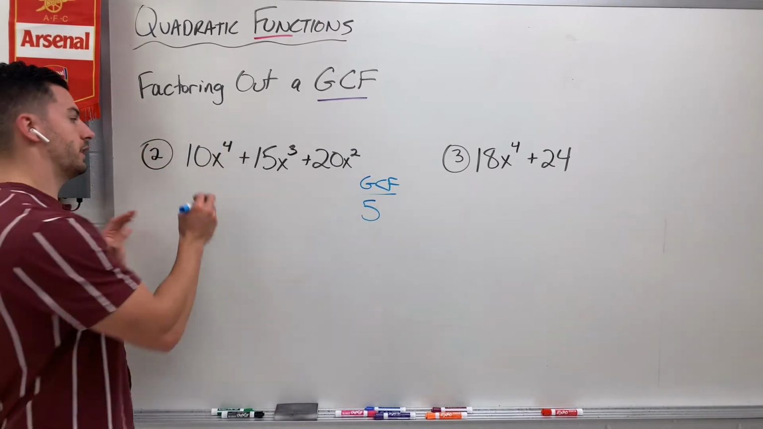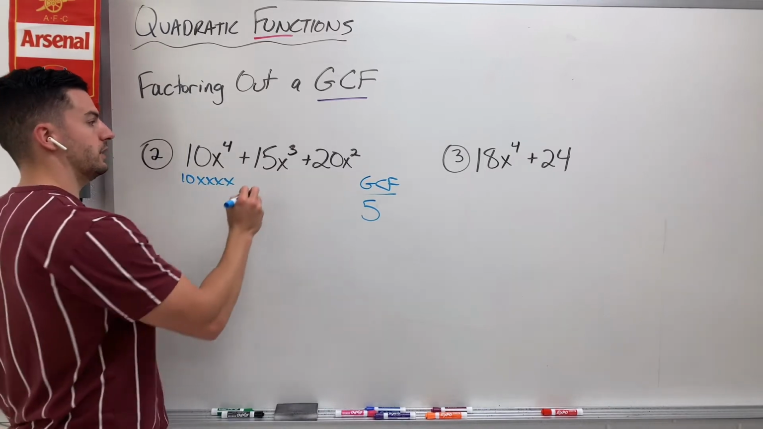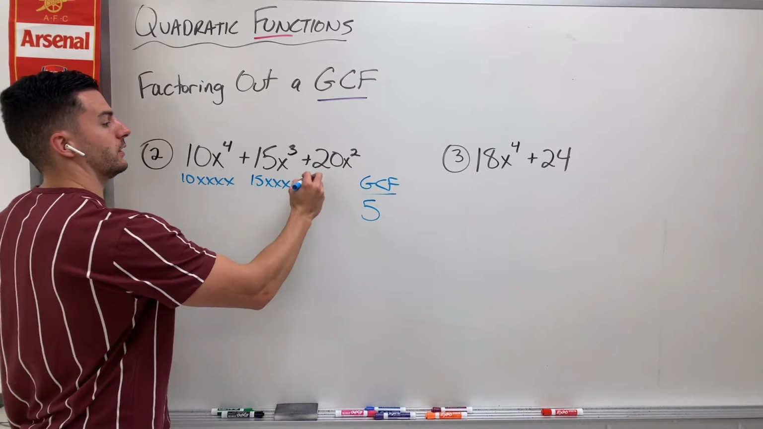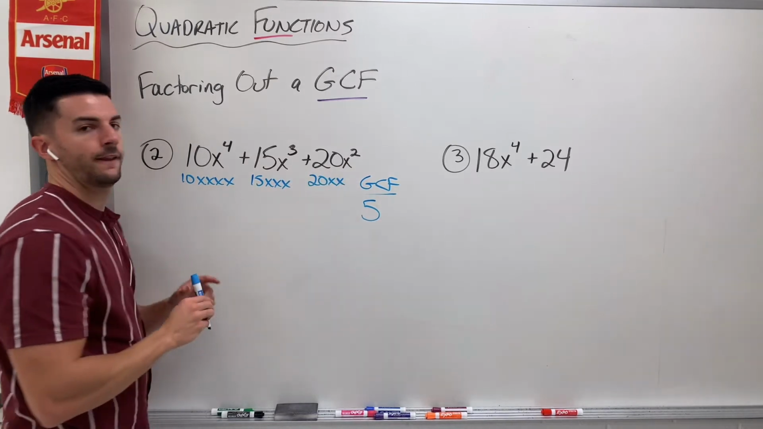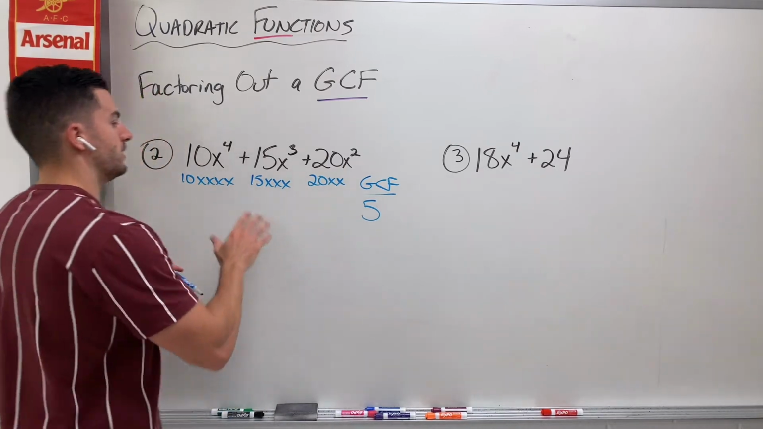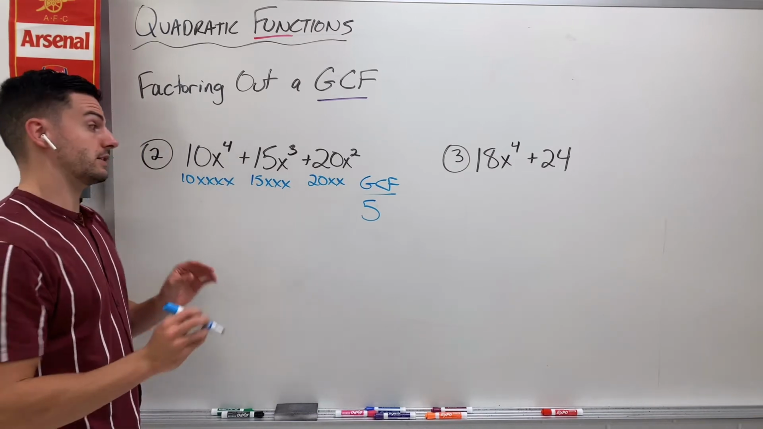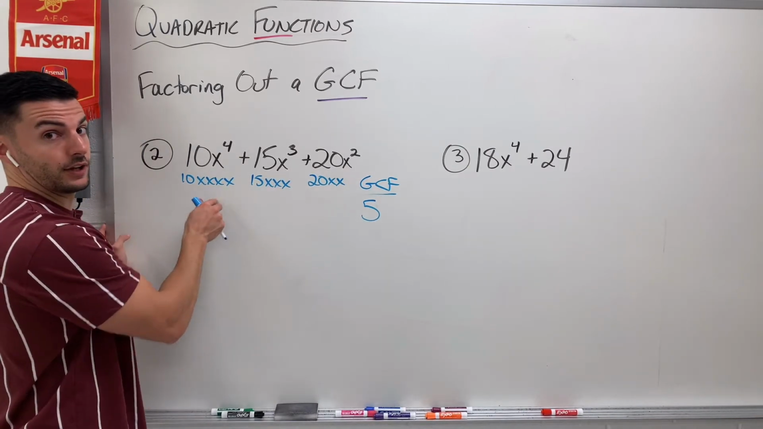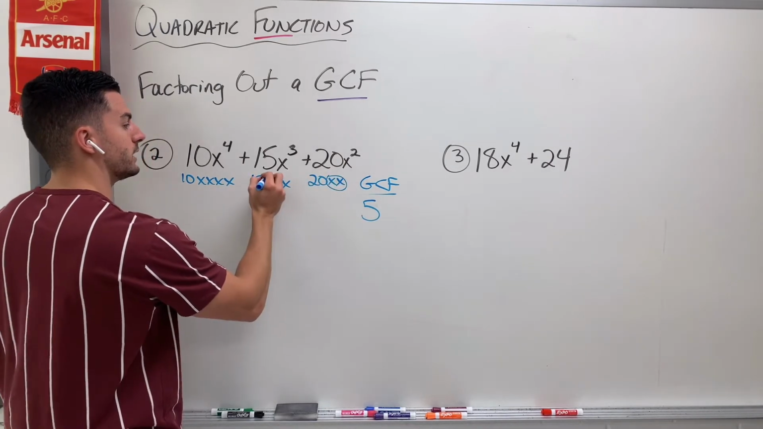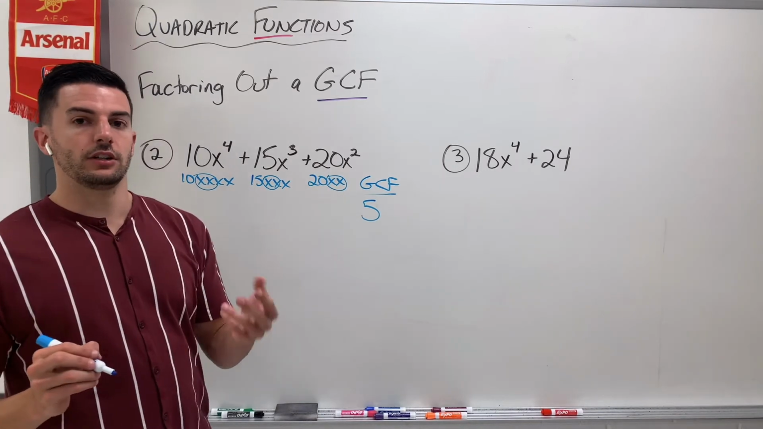10x to the 4th, or again, that would be 10x, x, x, x. 15x to the 3rd, or 15x, x, x. 20x squared, or 20x, x. Okay, so what would you say? You'd say in common, right? Some of these have a lot of x's, some of them have just a couple x's. But in common, how many could we say they all have? They all have at least 2, right? They all have at least 2 x's. Even though some of them have more, we could say in common they all have at least 2.